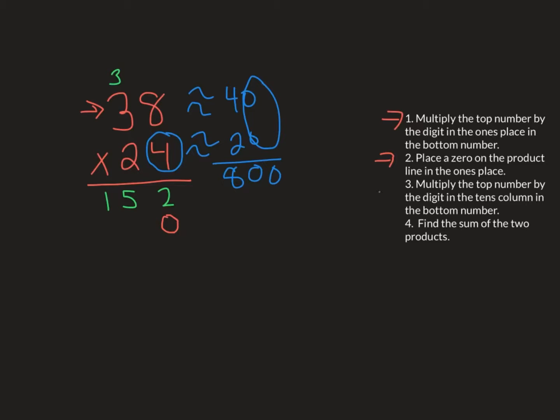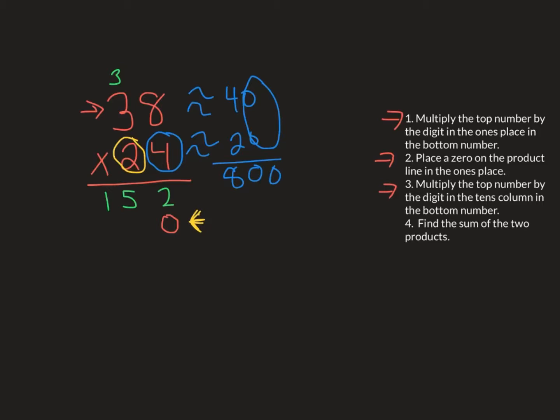This is very important because step 3 tells me to multiply the top number, which is 38, by the digit in the tens column in the bottom number, and that is a 2. But when I multiply 38 times 2, I'm really doing 38 times 20 because this 2 is in the tens place. So by placing a 0 here, I'm getting the product of 38 times 20, even though I'm saying 38 times 2.